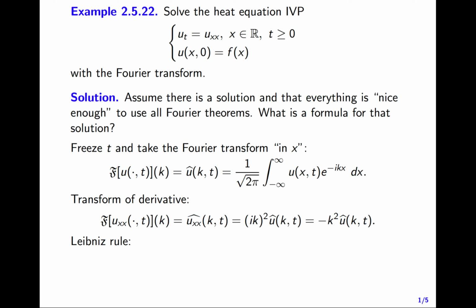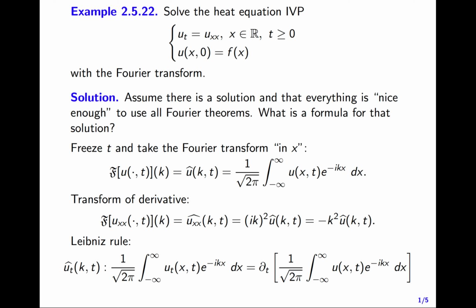On the other hand, in the heat equation, I still have that u_t derivative, and I'm not taking the transform with respect to t. So here I'll use the Leibniz rule. u_t hat of k,t is really defined to be 1 over root 2 pi, integral from minus infinity to infinity of u_t of x,t e to the minus ikx dx. And what is that? Let's pop the t derivative outside the integral, because I'm differentiating with respect to t, but integrating with respect to x.